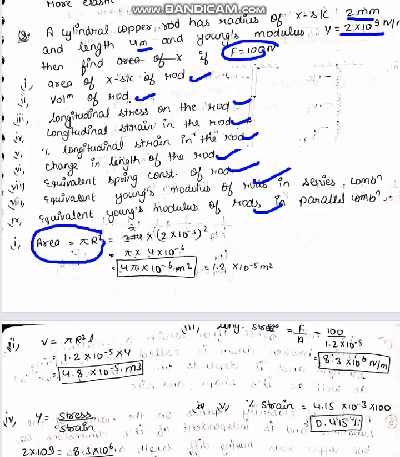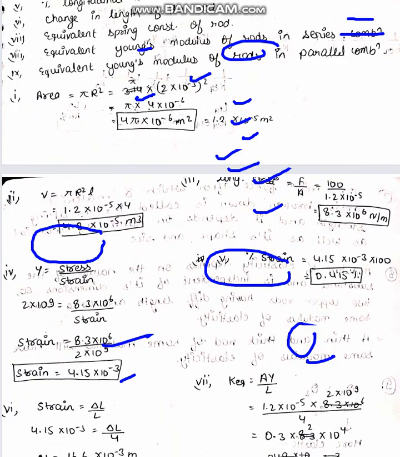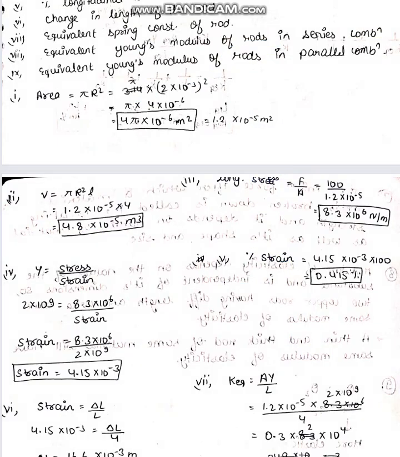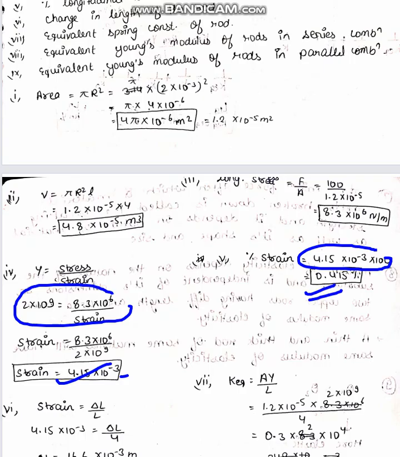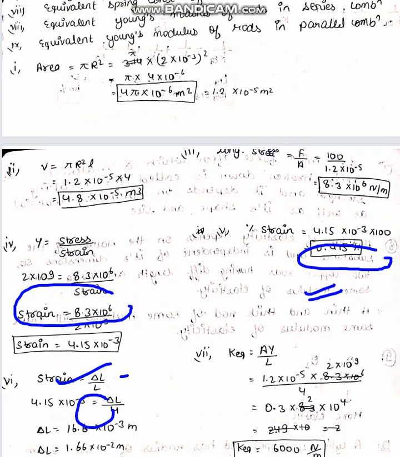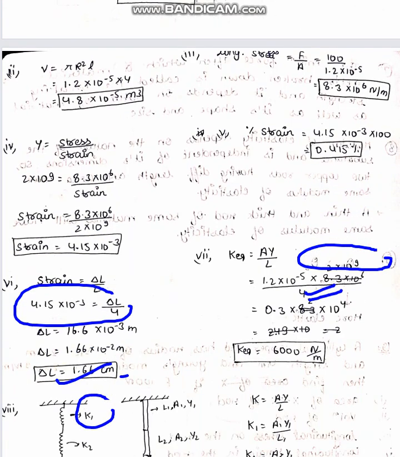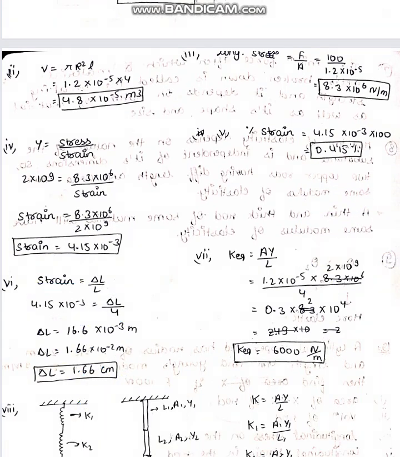Area is pi r square. You substitute the value and the answer is this. Volume is pi r square L, which is equal to this. Longitudinal stress is again force by area, so it will be equal to this. Next is the calculation of strain. We know that strain is equal to stress upon Y. From here we can calculate the strain, which comes out to be this much. For percentage strain, multiply this with 100. Then we have strain as delta L by L. If we calculate, it comes out to be this much. And from here we can calculate the change in length as 1.66 centimeter.